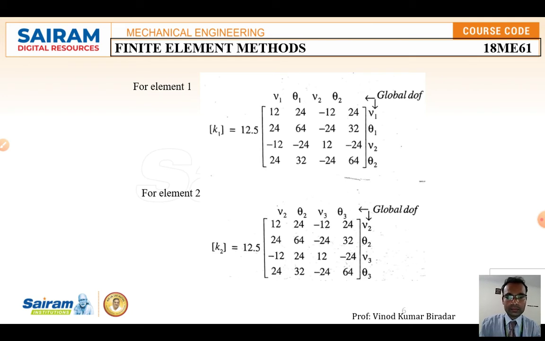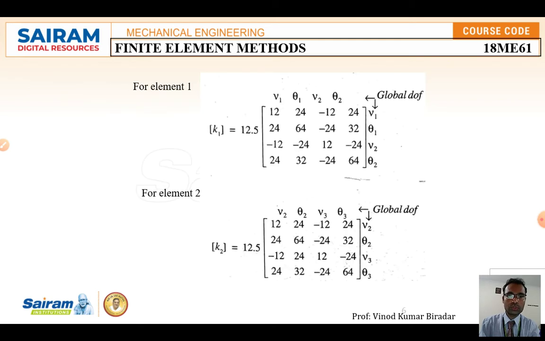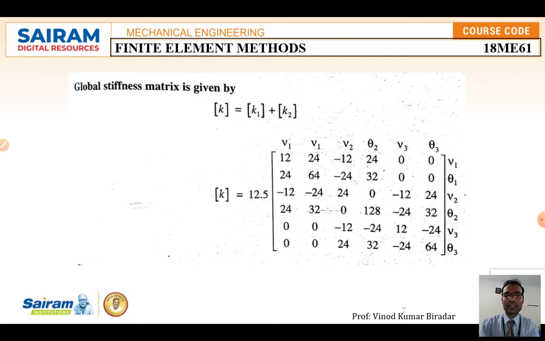Okay, so here the first element, EI by L cube is already calculated as 12.5. For the first element the length is 4, so substitute 4 here. So 12 6 into 4 is 24, like that you have to calculate. Wherever L is there, substitute 4, so you are going to get this. Since both elements have the same length, you are going to get the same values, but the degrees of freedom will change. For the first element v1 theta 1 v2 theta 2, and for the second element v2 theta 2 v3 theta 3. Okay, so similarly calculate the global stiffness matrix.